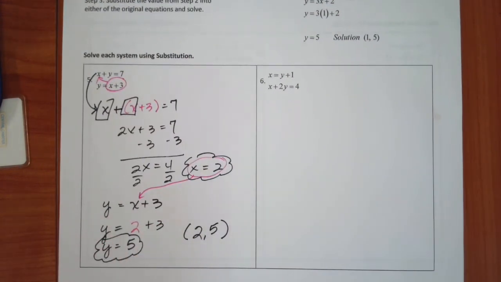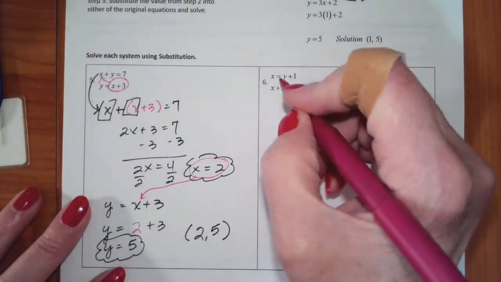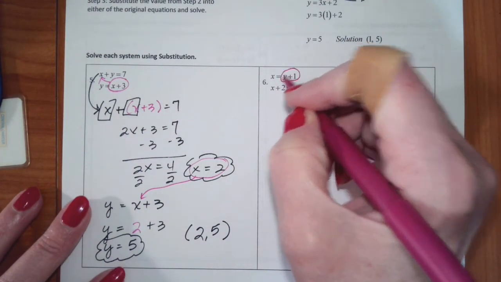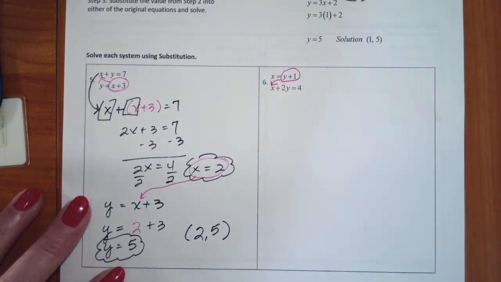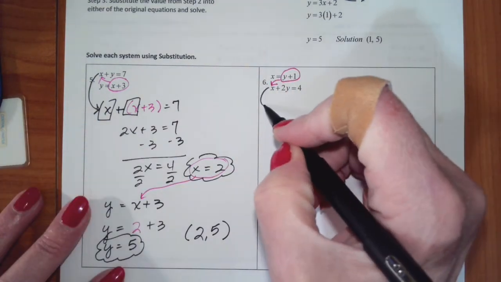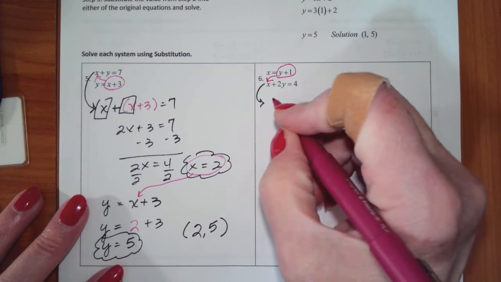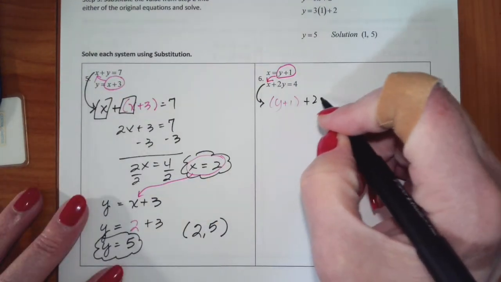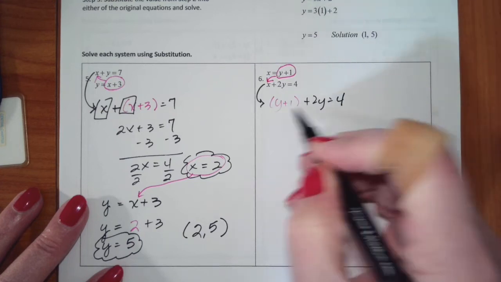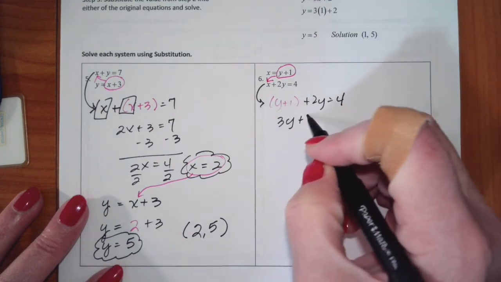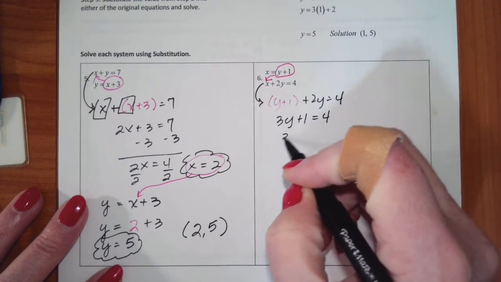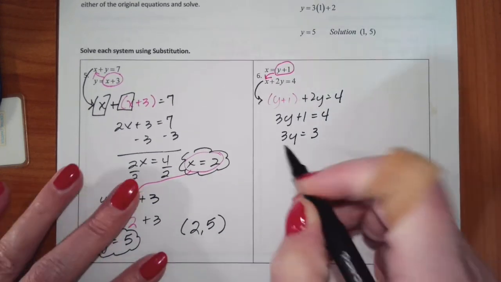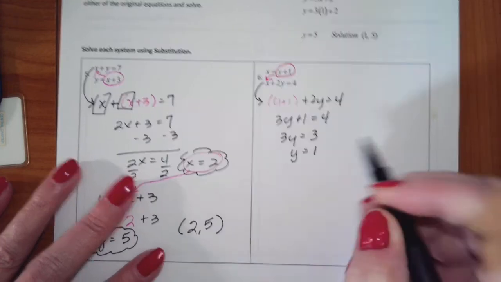Okay, if I have x equals y plus 1 and x plus 2y is equal to 4, same thing. I know what x is equivalent to, so I can replace it in the other equation. And this gives me y plus 1 plus 2y is equal to 4. y plus 2y gives me 3y plus 1 is 4. Subtract 1, 3y is 3. Divide by 3, and I get y is 1.